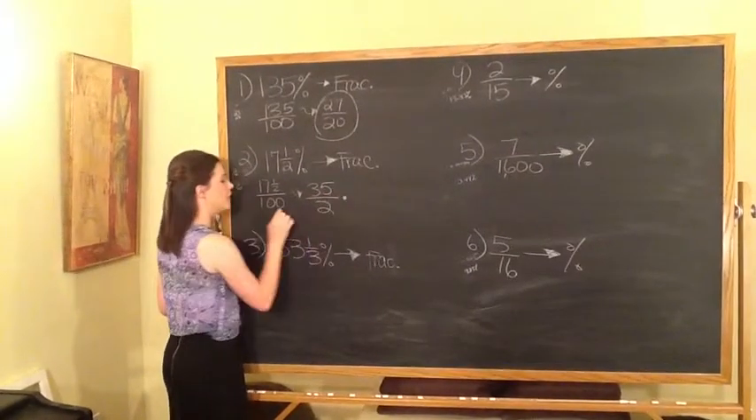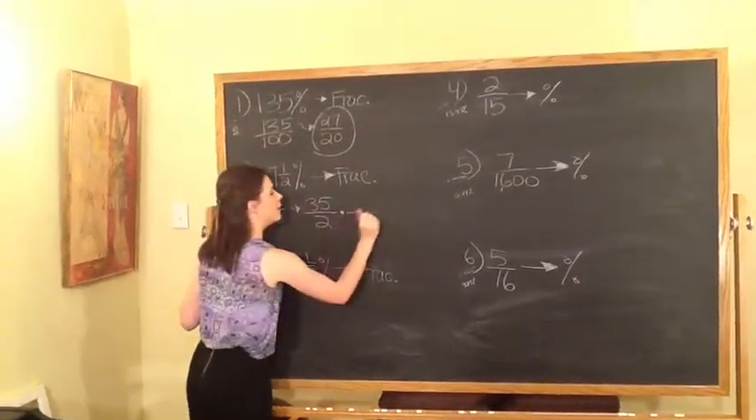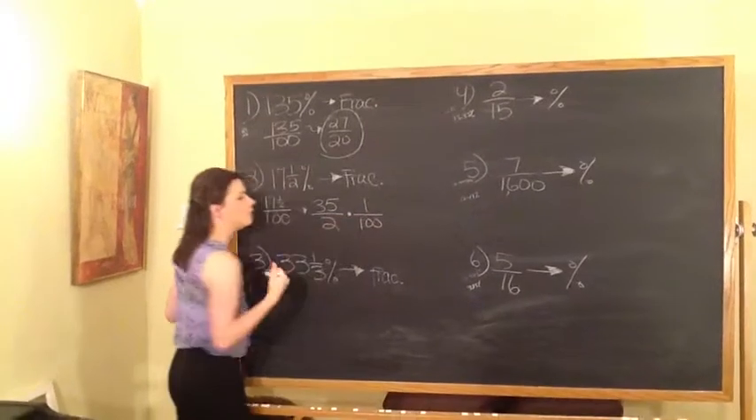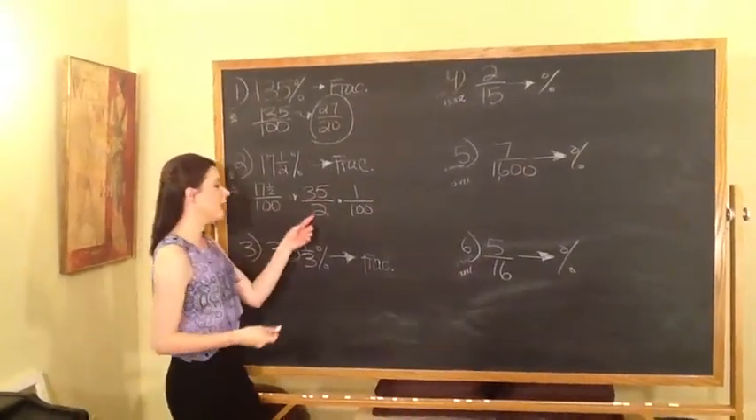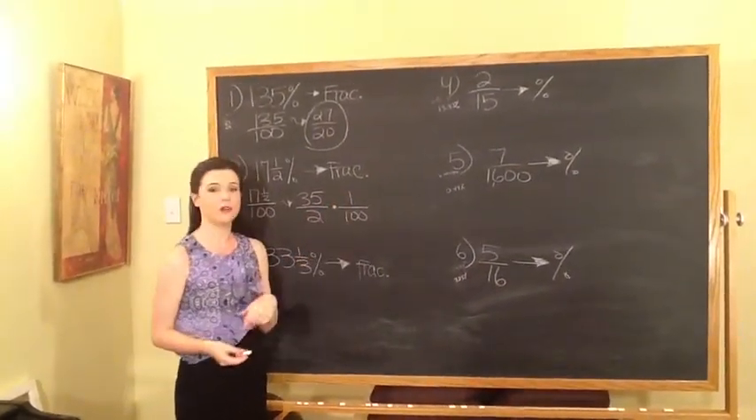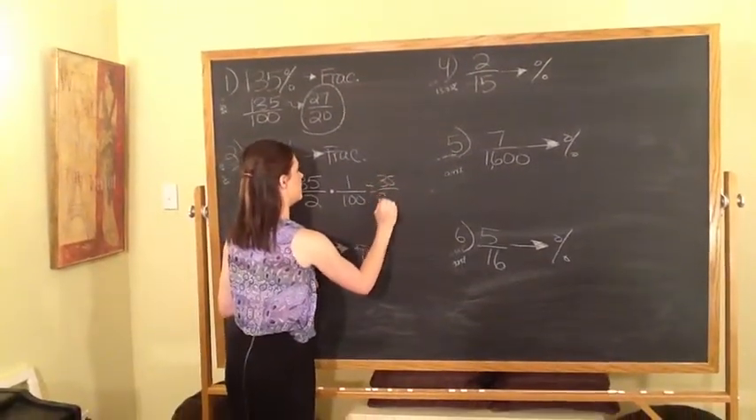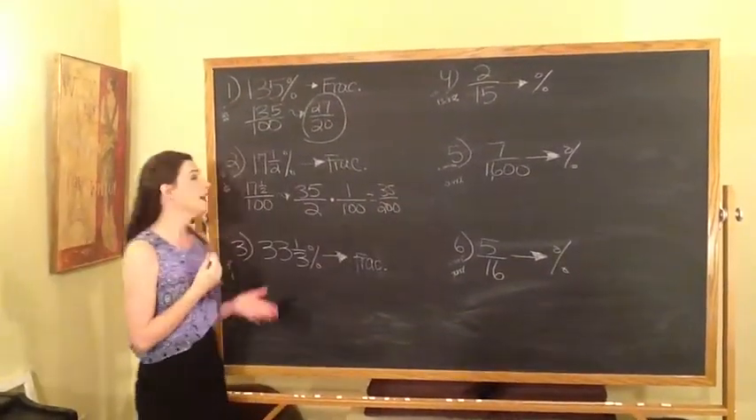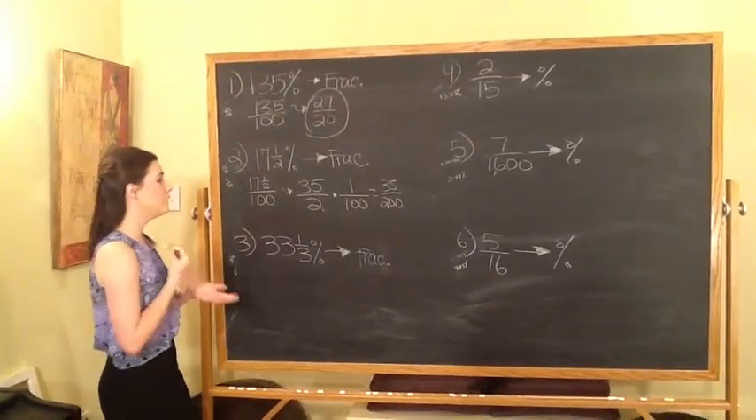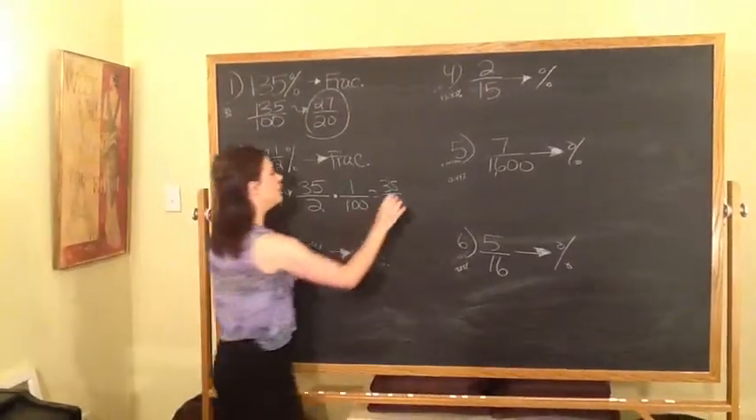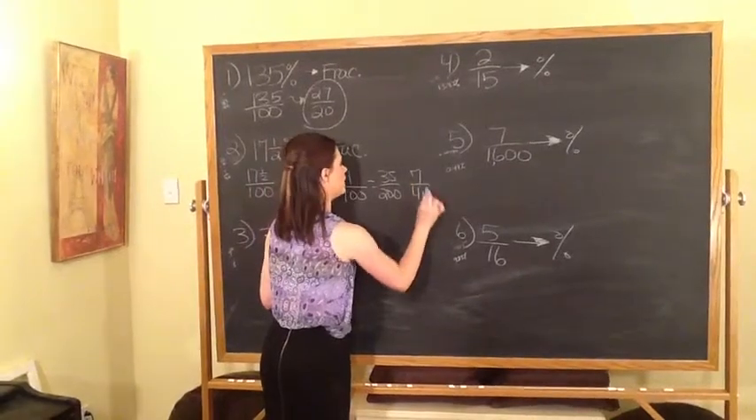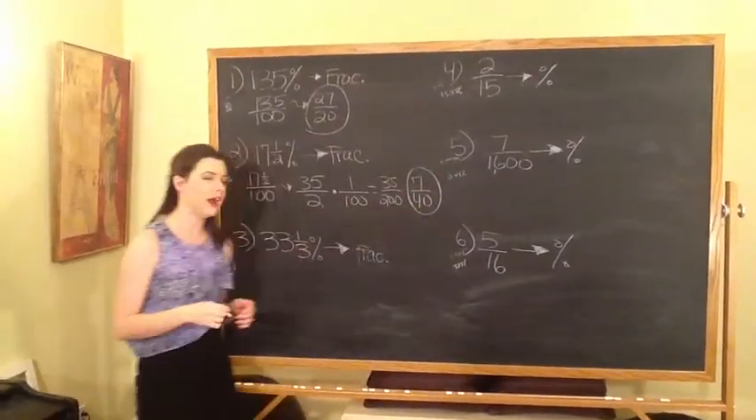And I'm going to move this 100 over to the side, and I'm going to put it over here, and I'm going to multiply instead. So I'm going to do 35 over 2 times 1 over 100, and I'm going to go ahead and get 35 over 200. And now the last step is to simplify. So I'm going to go ahead and divide out by 5, and I'm going to be left with 7 over 40. That's once I simplify.